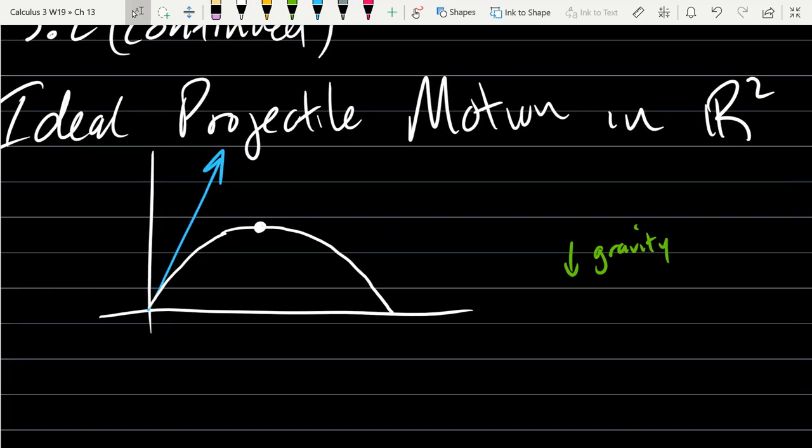Now, if there was wind resistance, it would also be losing its overall velocity, or the magnitude of the velocity. So if you had wind resistance, it would look something a little bit more like that right there. It would not be a symmetric curve. You'd be losing more velocity at the beginning and less velocity when it's traveling slower. But we're not worried about that.